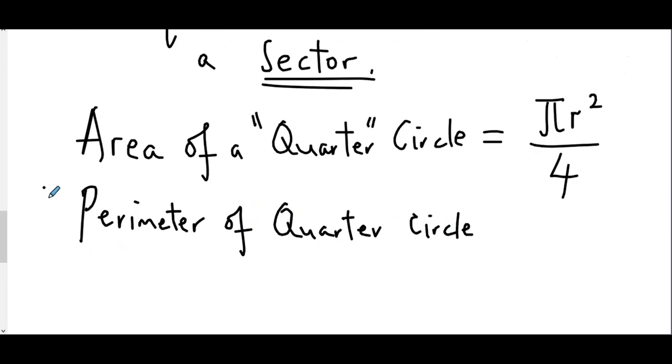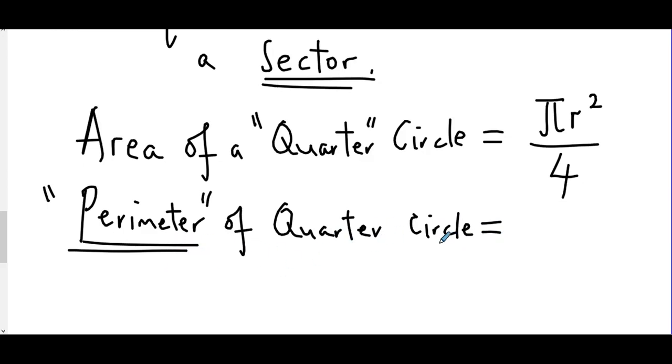Now, do you remember the formula for perimeter, regardless of being a quarter circle or semicircle or any shape? Do you remember what I said? The default formula for the perimeter? You can pause the video and tell me what is the formula for the perimeter of any shape.